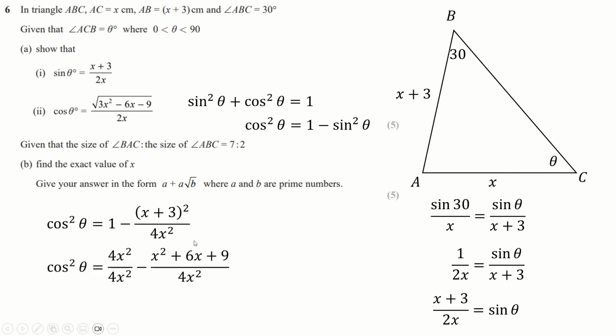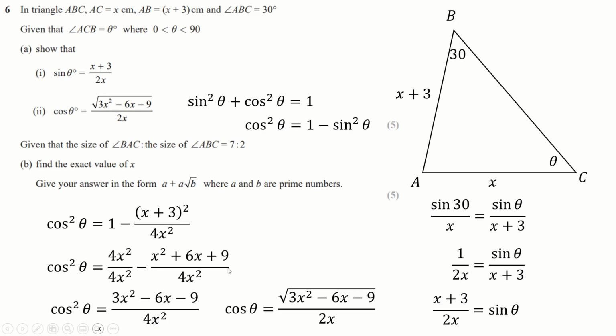Expand this out on the top. Write 1 as 4x squared over 4x squared, because that's obviously what it is. And then just take away the numerators because the denominators are the same, and you end up with this. You square root both. Square root of 4x squared is just 2x, because that was what we squared to make it, if you remember, and we end up with what they wanted us to get just there.